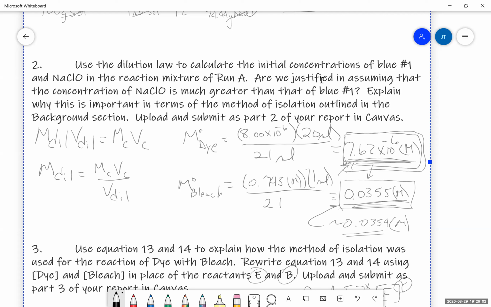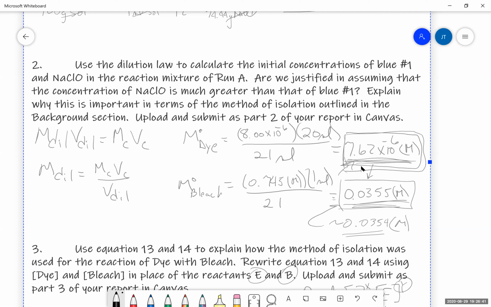Also, you're going to have to explain, it says justify assuming the concentration of bleach is much greater than the dye. Explain why it's important. So first of all, you want to say 0.0355 is much greater than 7.6 times 10 to the minus 6. And it's important because when you want to use the method of isolation, you're trying to isolate the effect, in this case, of the concentration of dye on the rate of the reaction.